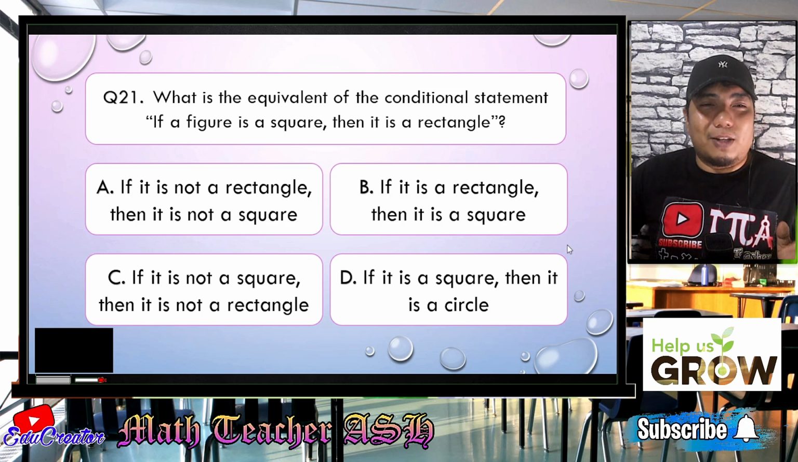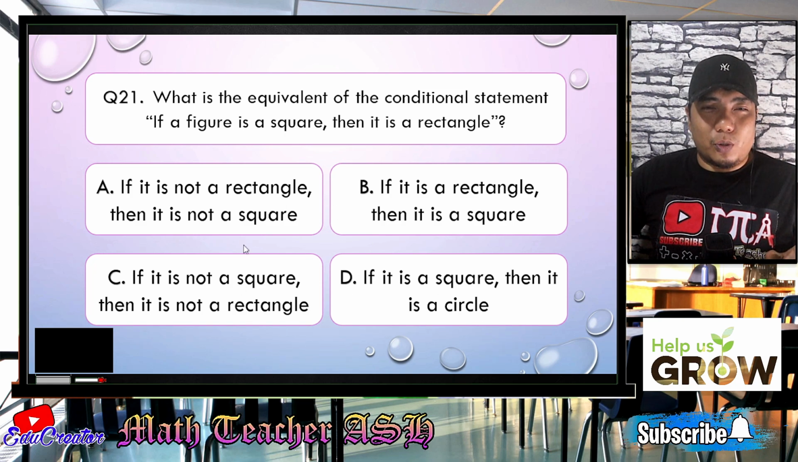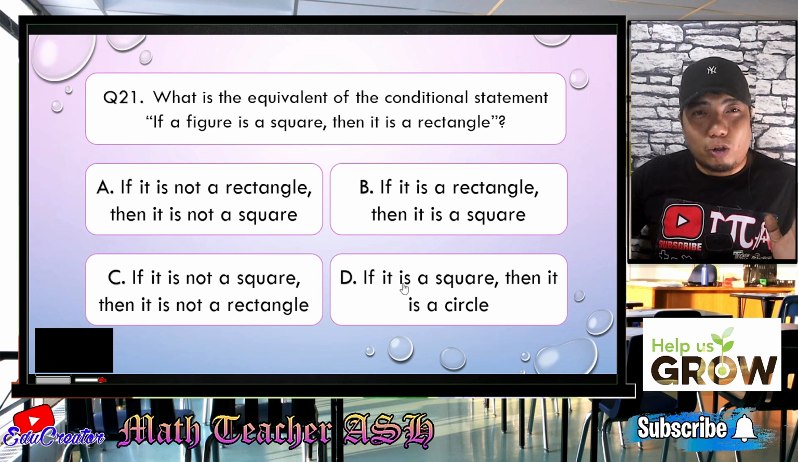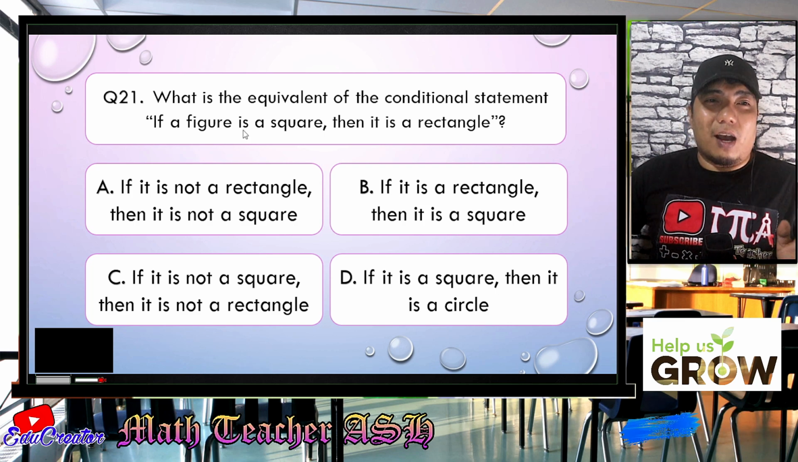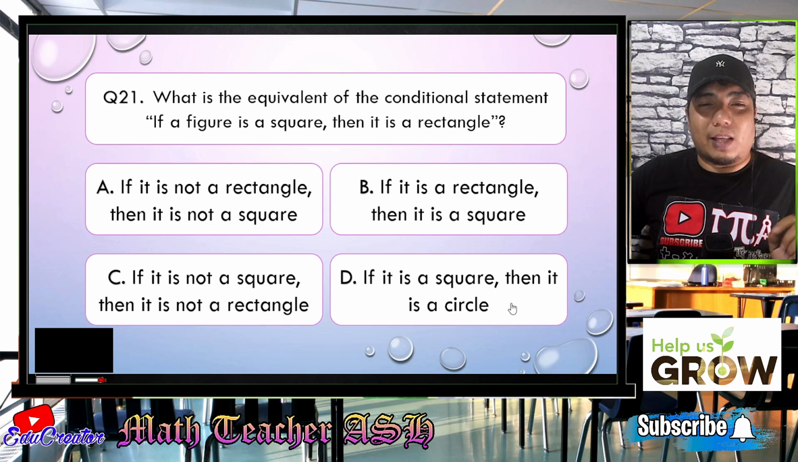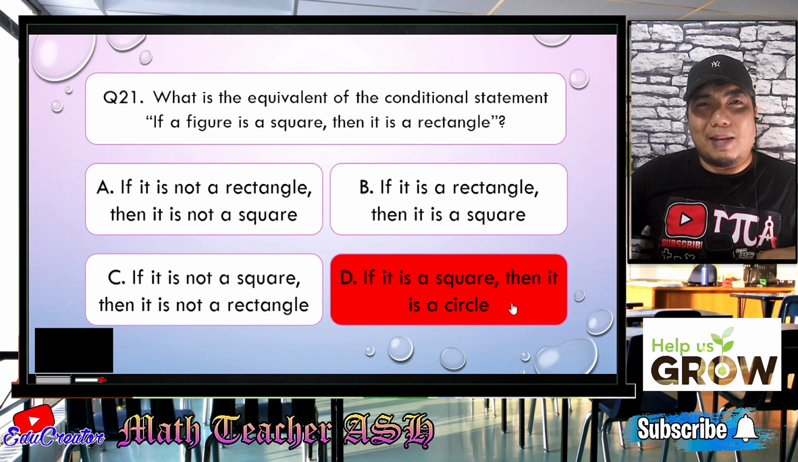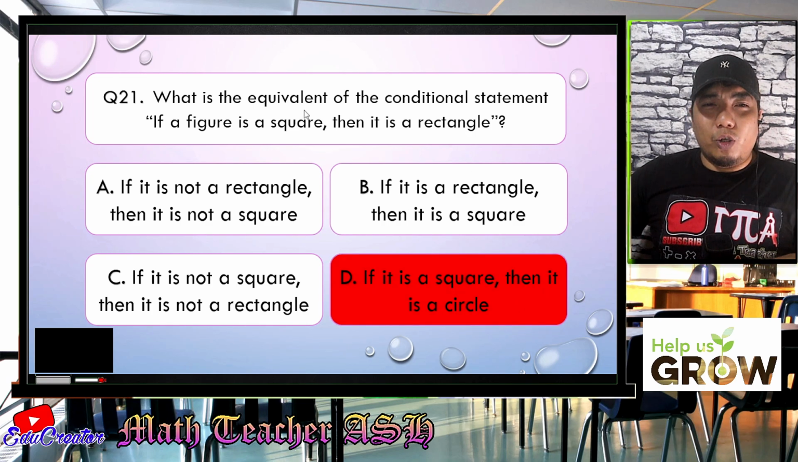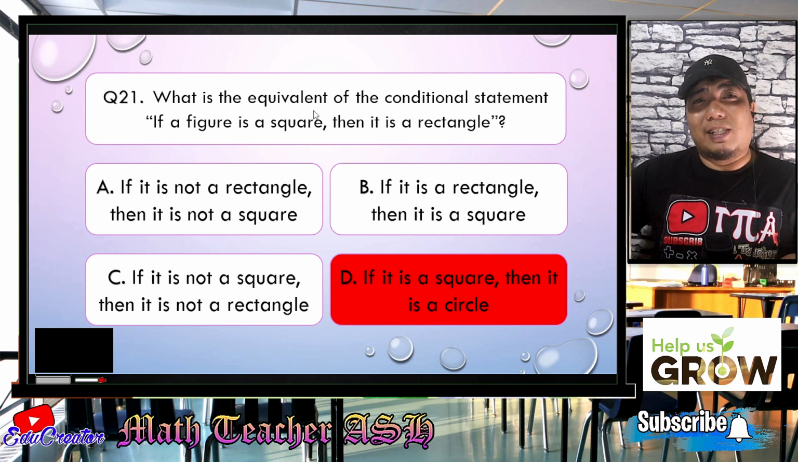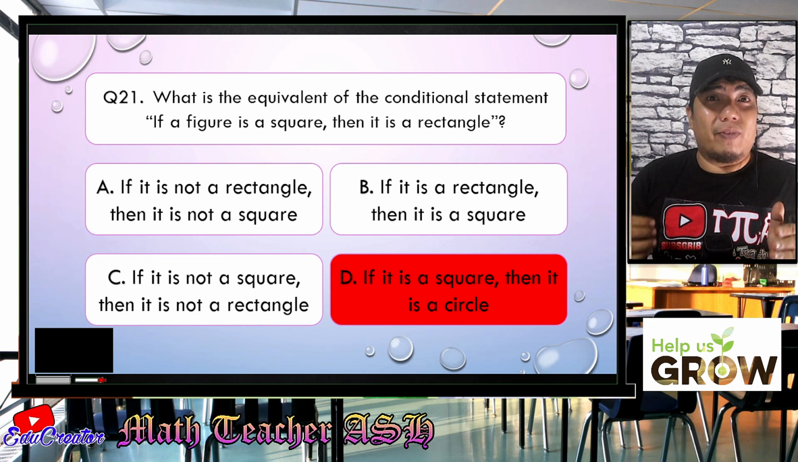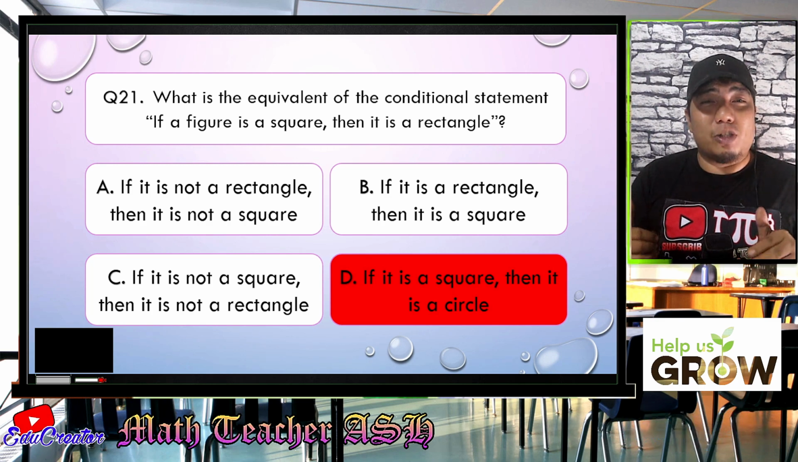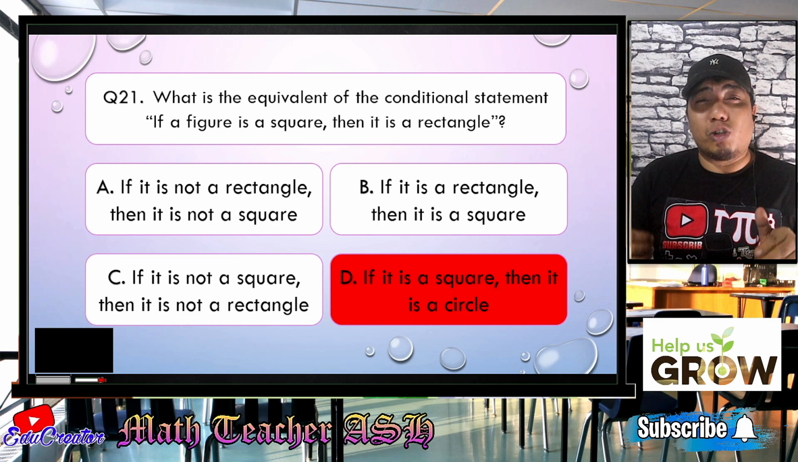Alright, my dear math learners, of course, among the 4 choices here, letter D is automatically wrong because it pertains to square and circle, where our conditional statement is square and rectangle. So letter D is already eliminated in our choices. Now, what do you mean by equivalent of the conditional statement? Among the statements given earlier, the conditional statement has an equivalent. And the equivalent of a conditional statement is basically the contrapositive statement.